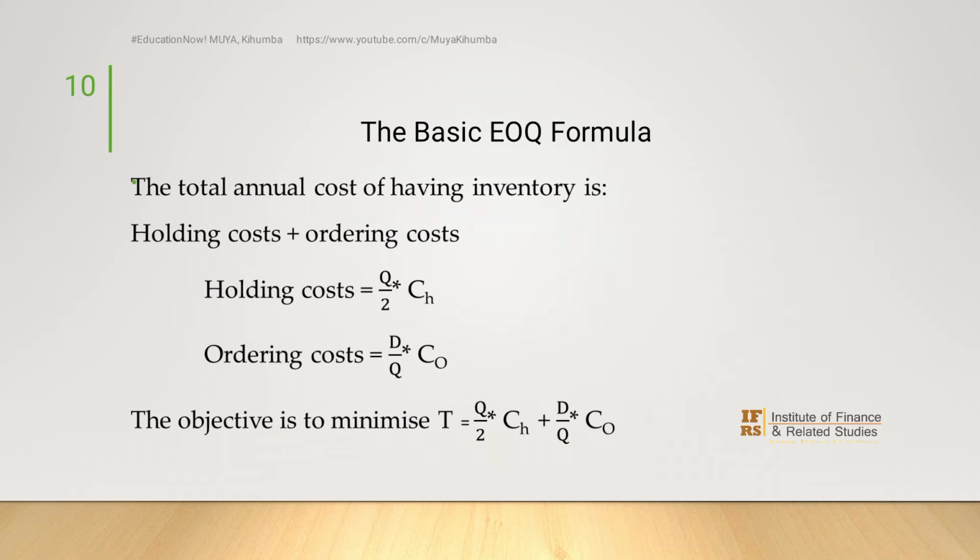The total annual cost of inventory, that which we are trying to minimize, is computed as holding cost plus ordering cost. Holding cost is basically average inventory. Average inventory is Q over 2 times holding cost per unit CH. On the other hand, ordering cost is the number of orders per period. Number of orders per period we shall see is D over Q times ordering cost per order CO. The objective of EOQ is to minimize total cost, which is the sum of holding costs and ordering costs.